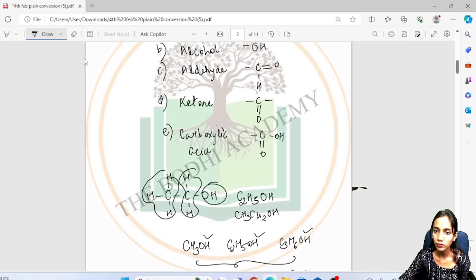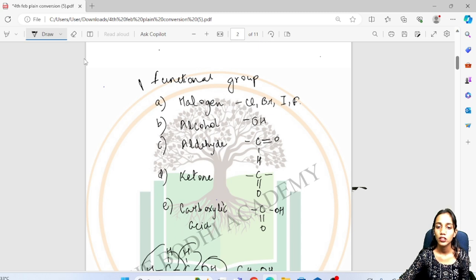Now I've said that the functional group is changing the properties of the hydrocarbon. This also means that it will change the naming of the hydrocarbon, the nomenclature of the hydrocarbon. So depending upon the functional group, each hydrocarbon has a prefix or suffix. Each functional group has a prefix or suffix which has to be added to the main name, the base name. Now let's see what the prefix is.